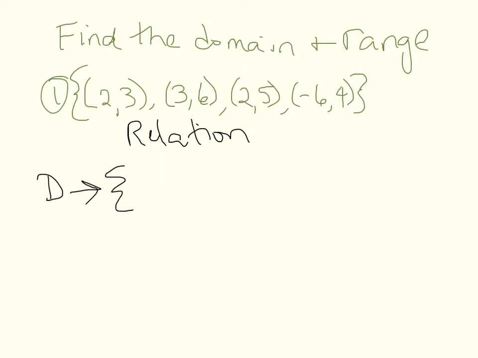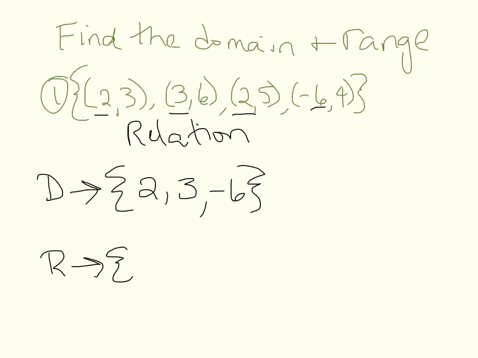It's a set. We don't use parentheses, so you can just use squiggly lines to denote a set. So we have our 2, we have a 3, we have another 2, but I have that 2 written, so I'm not going to repeat it. And then we have -6. So that's my domain. The range is your y values. So there's a 3, a 6, a 5, and a 4. So that's my domain and range for a set of points.